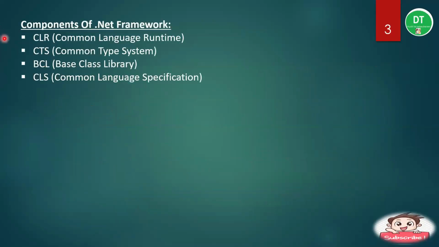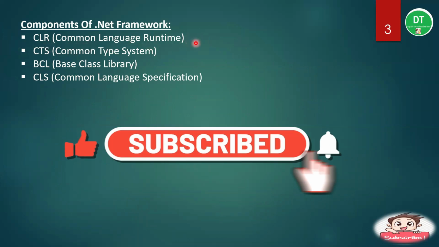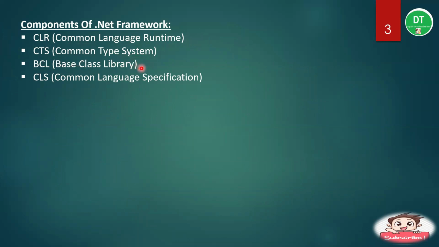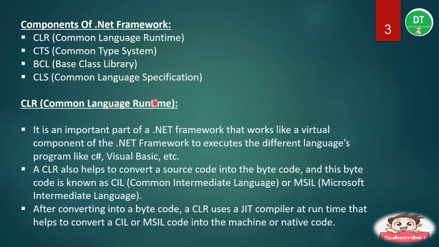Now we'll discuss what are the components of .NET Framework. .NET Framework has the following components: CLR, CTS, BCL, and CLS. CLR stands for Common Language Runtime, CTS means Common Type System, BCL is Base Class Library, and CLS is Common Language Specification. Common Language Runtime.